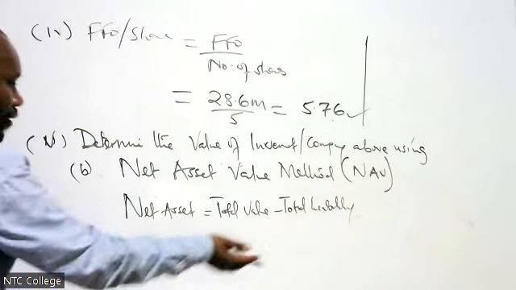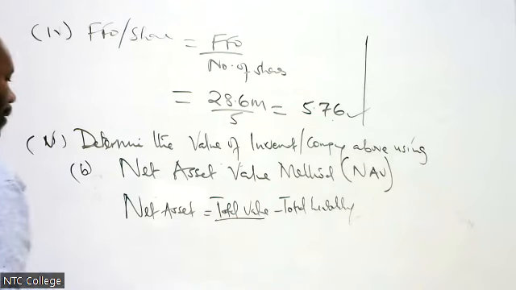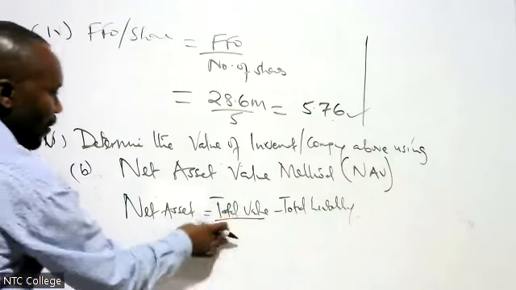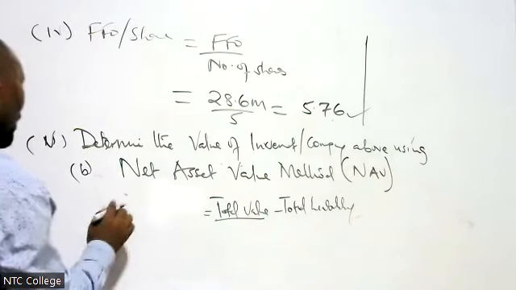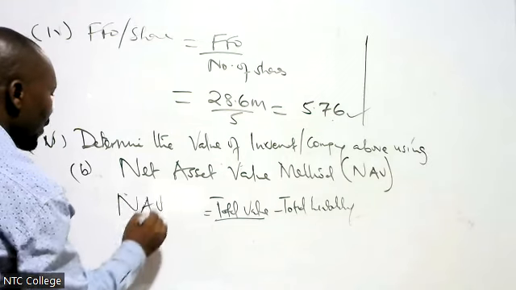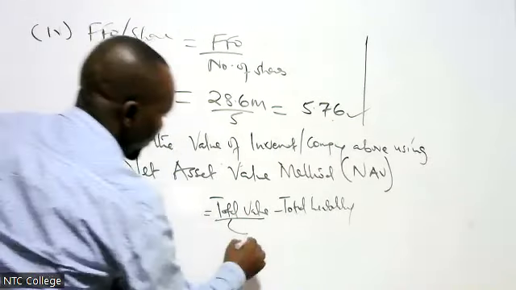The value of the company is the asset that it has. So when you talk about total value, it is the same as the total assets. Total asset minus total liability gives you the net asset. So this formula of net asset value, which we call NAV, is basically like that. But how do you get the total value of the company? We can get the total value using the capitalization rate method.